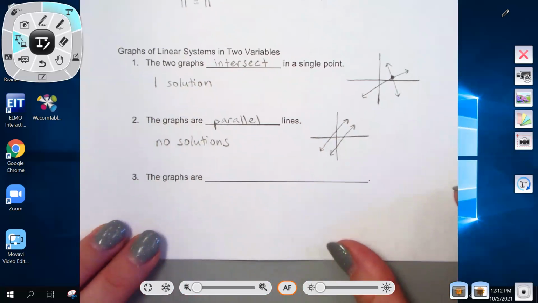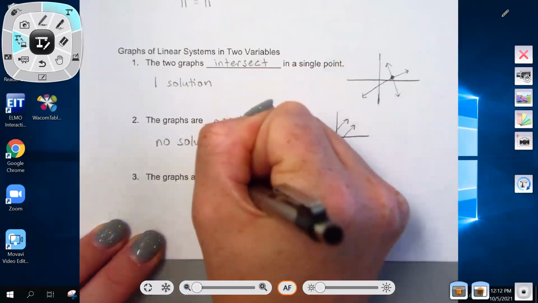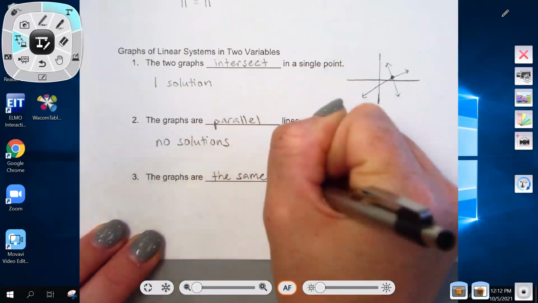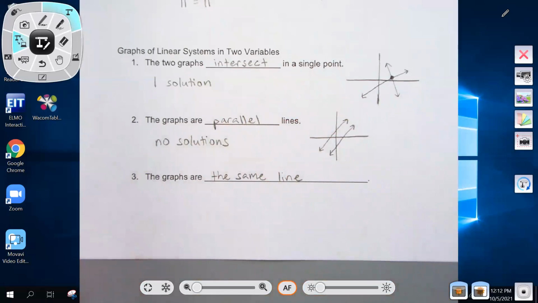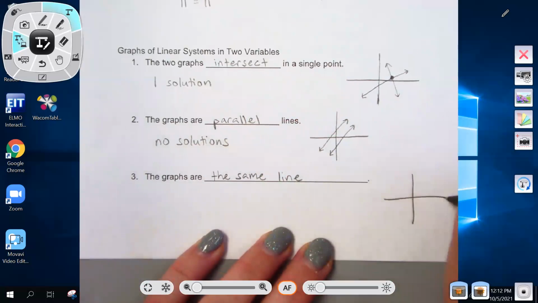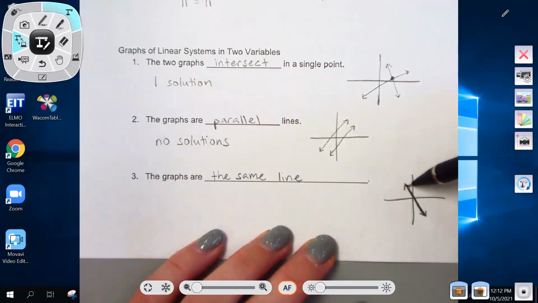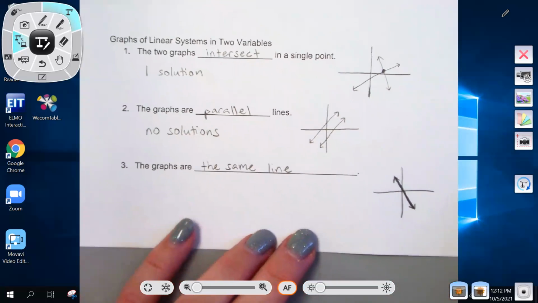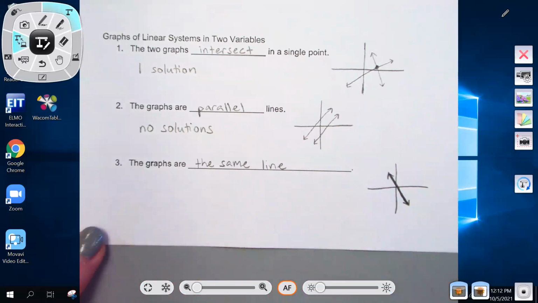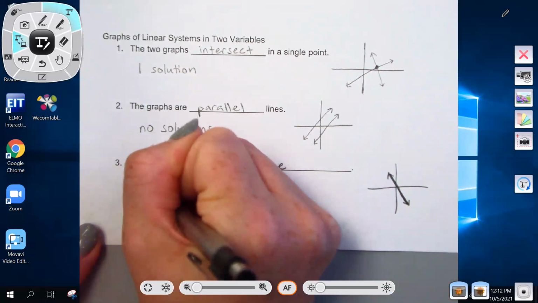The third thing that could happen is that the graphs are the same line. A little bit hard to draw a picture of this. I'm going to just darken this line. Technically, that is two lines, one on top of the other. How many solutions here? Multiple. Infinite solutions.